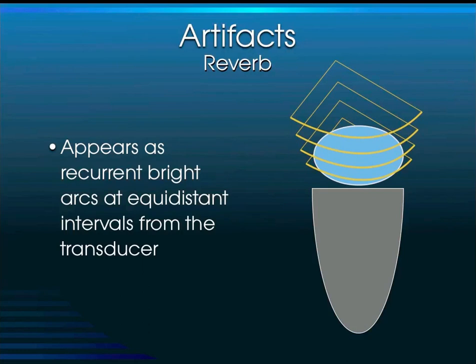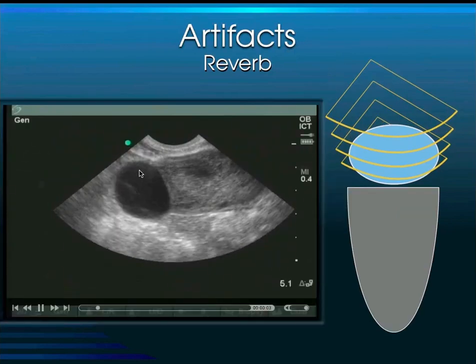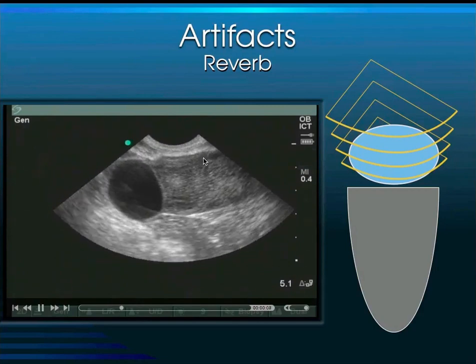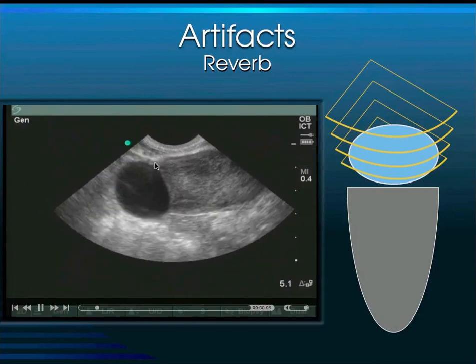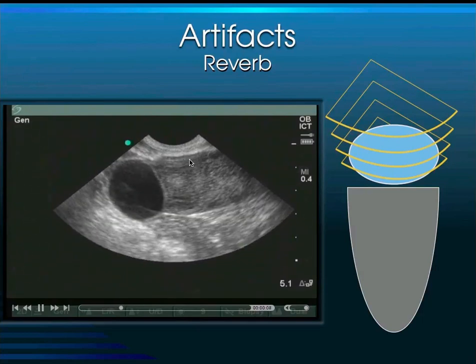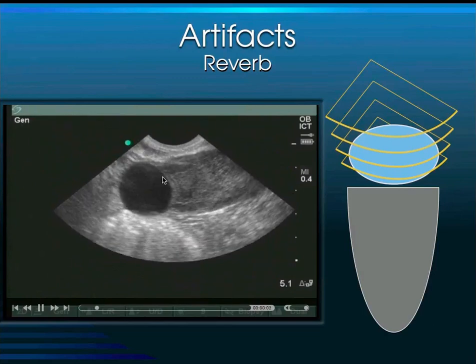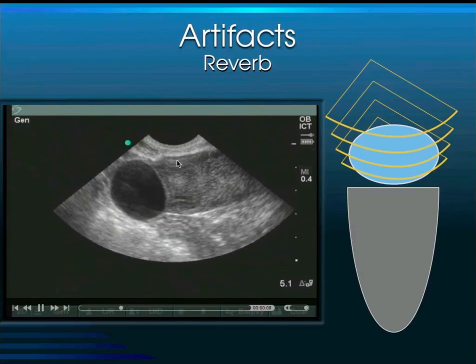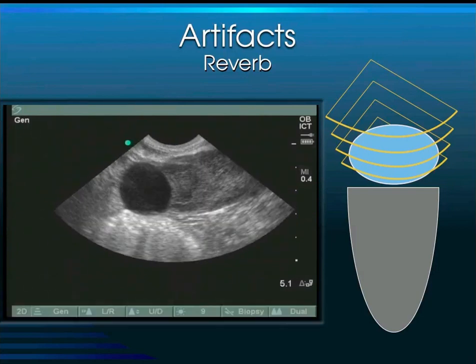Reverberation artifact appears as equidistant arcs from the transducer. We see that a lot on transducers, and you don't want to mistake that for something anatomic or pathologic. So this is an ovarian cystic structure seen with the intracavitary transducer, and we see these equidistant arcs coming down right here, and that's not a hemorrhagic cyst or anything clinical. That's simply reverberation artifact. We see it anytime we use a curved or a phased array transducer. Very commonly we see these reverberation artifacts.